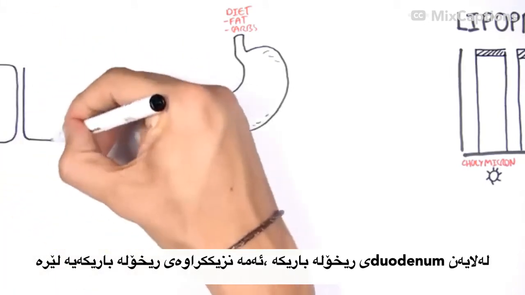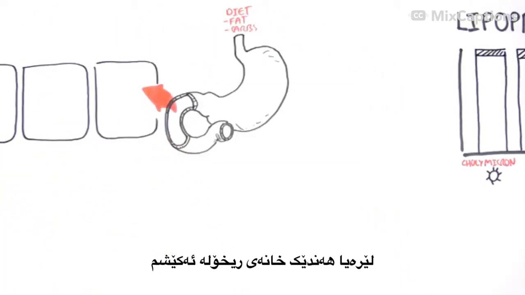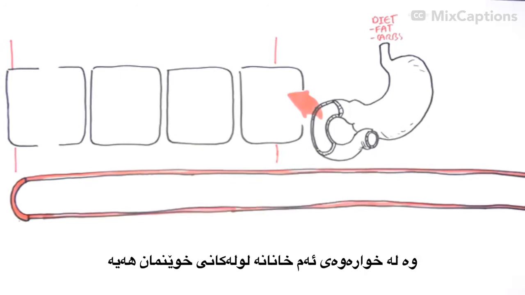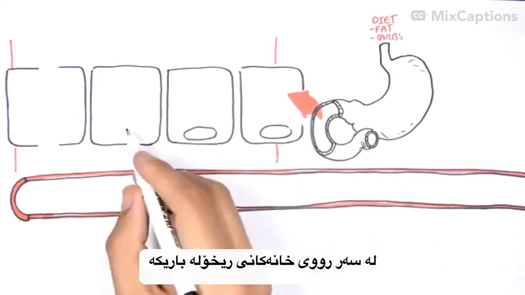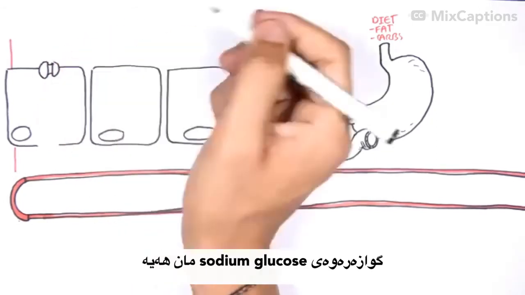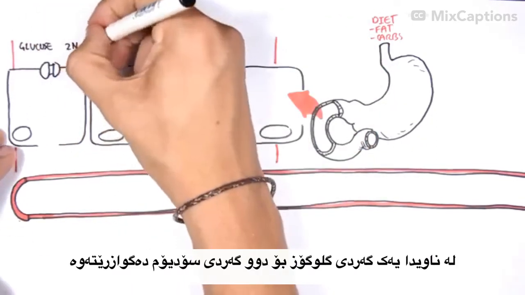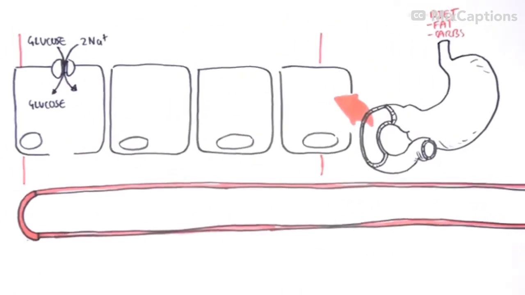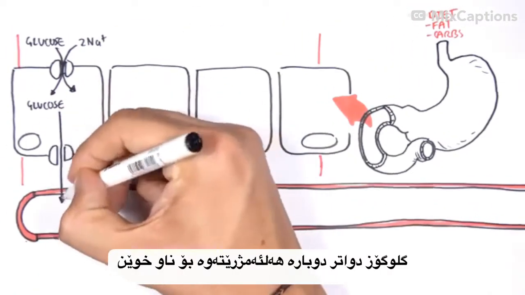Let us zoom into the small intestine here. Here I am drawing some intestinal cells. And under these cells we have blood vessels. On the surface of the small intestinal cells, so on the apical side, we have a sodium glucose transporter, which takes in one glucose for two sodium molecules. Glucose is then reabsorbed into the blood.